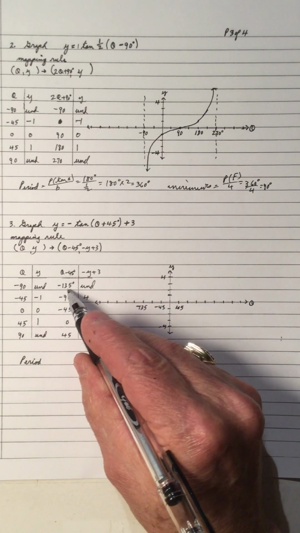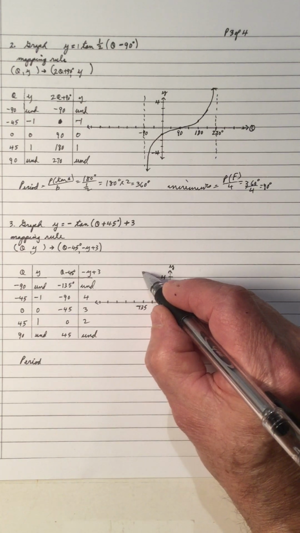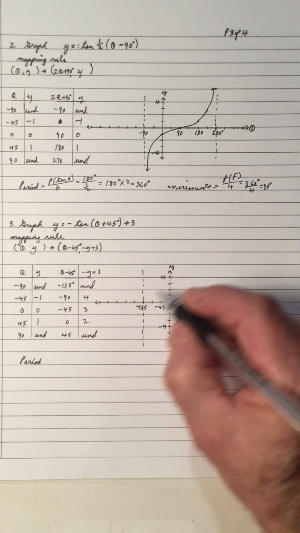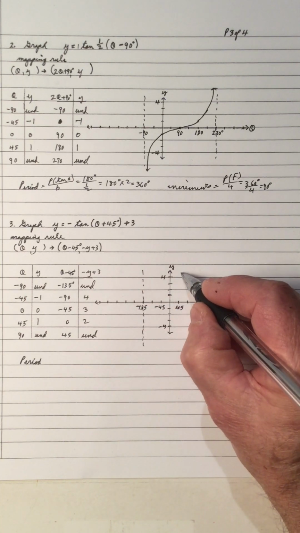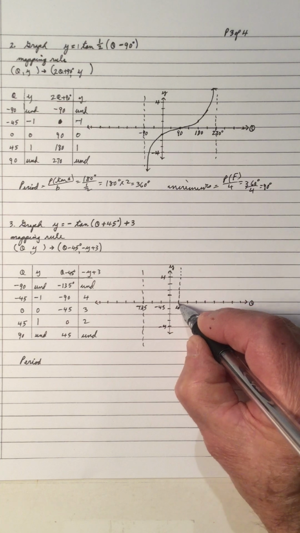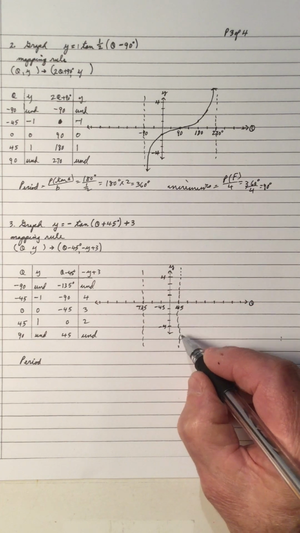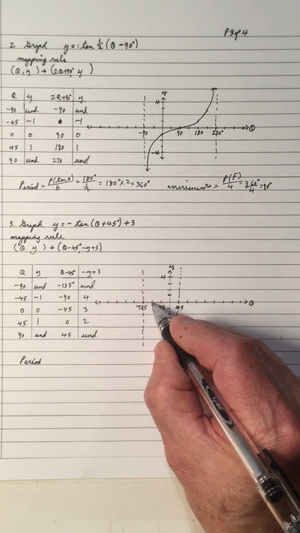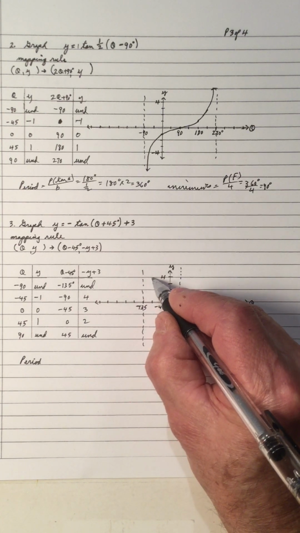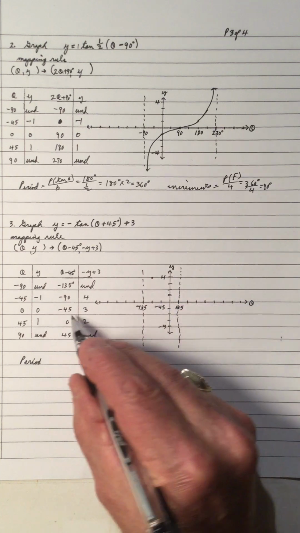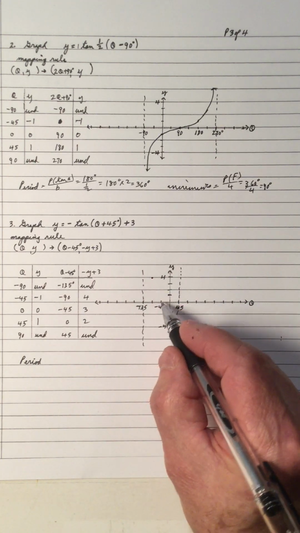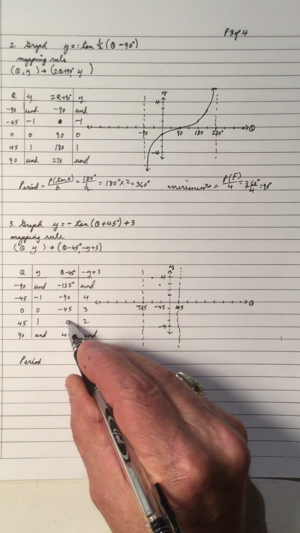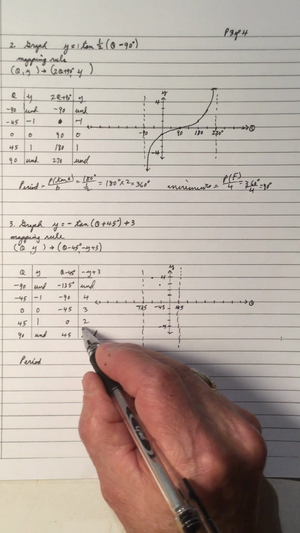So it's undefined at negative 135, there's the vertical asymptote, and the vertical asymptote at 45. And at a negative 90, right here, we have a 4. So there's the 4 there. And at negative 45, which is here, we got a 3. So there's the 3. And at 0, which is right here, we got a 2.